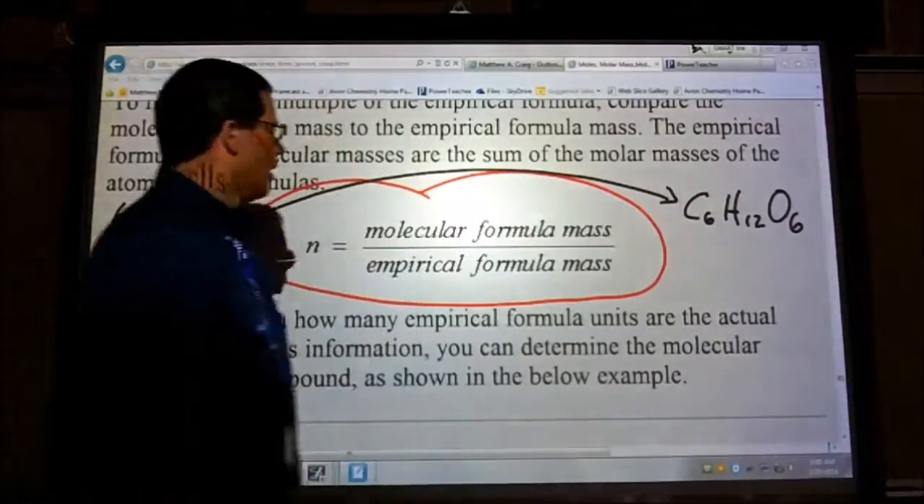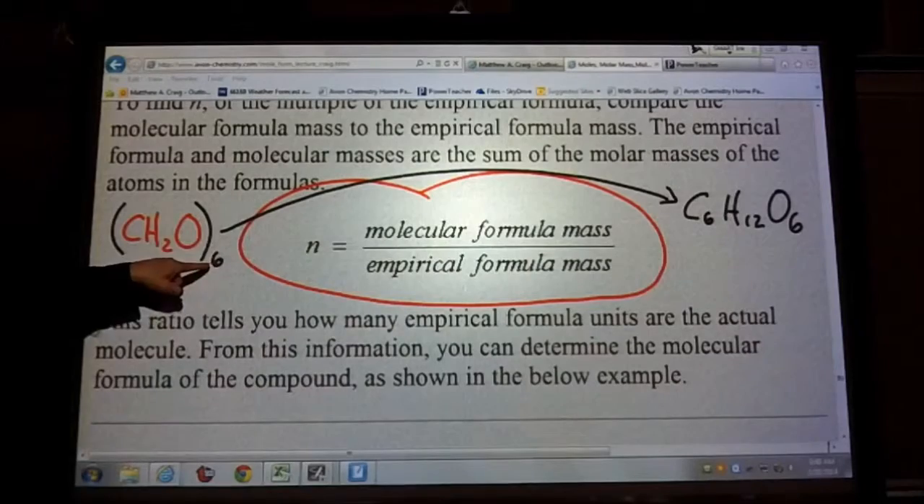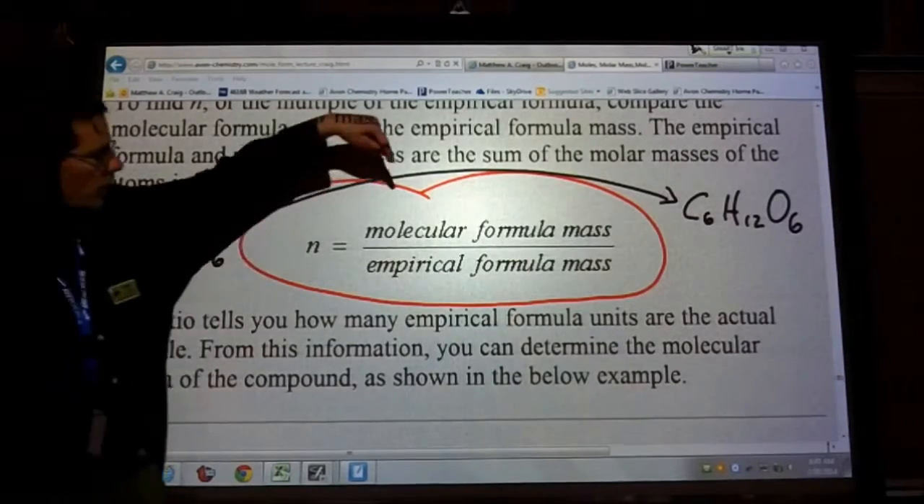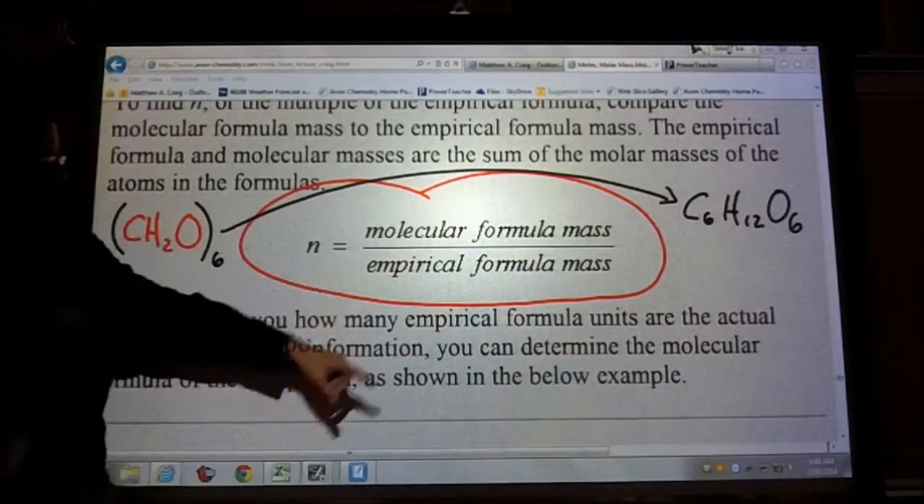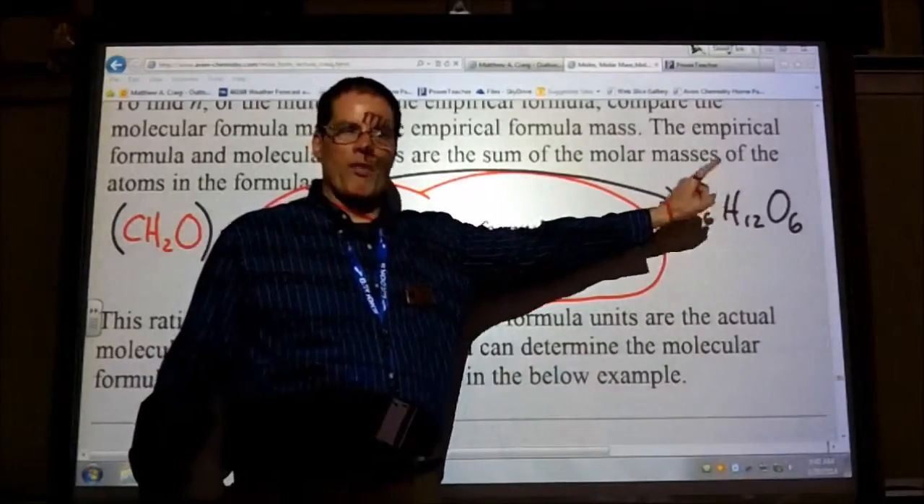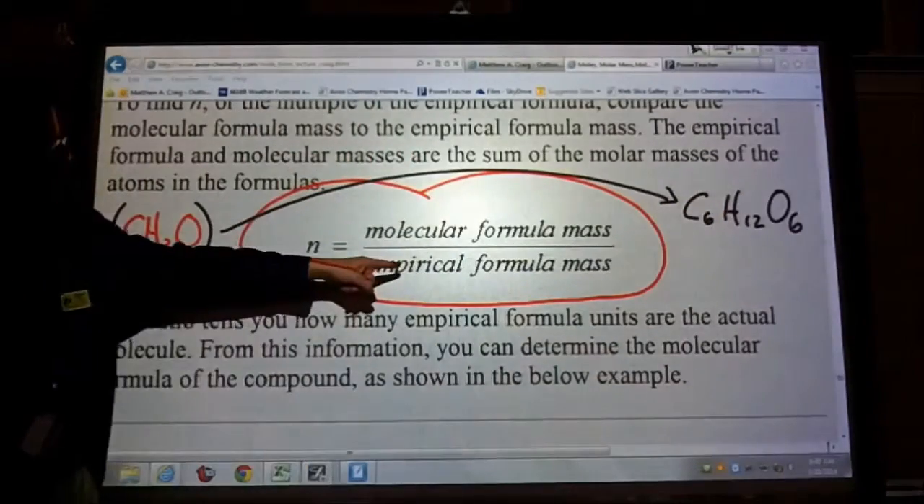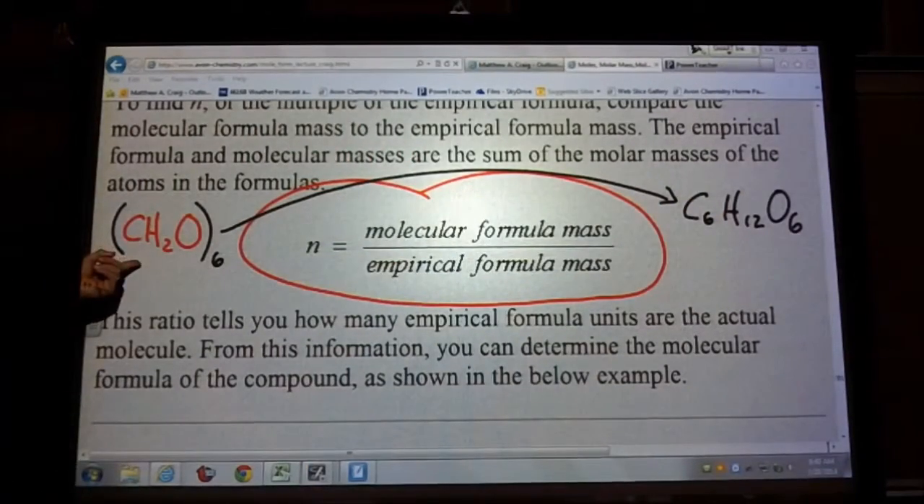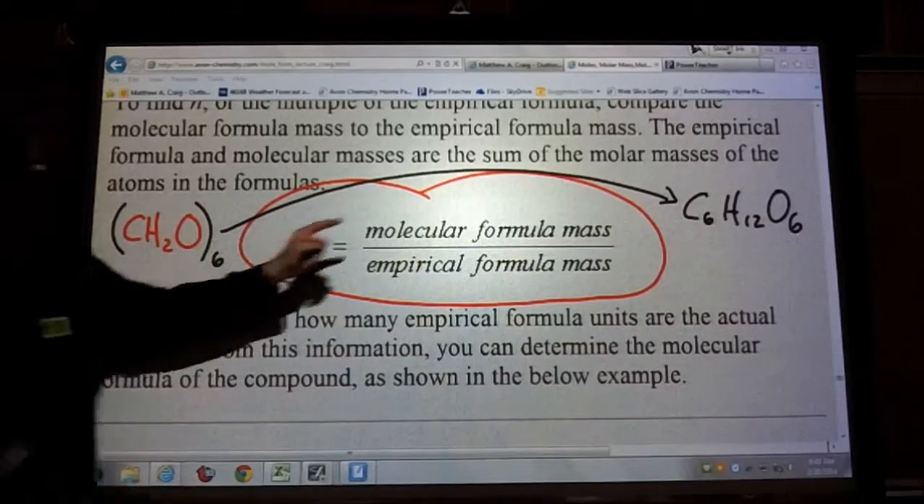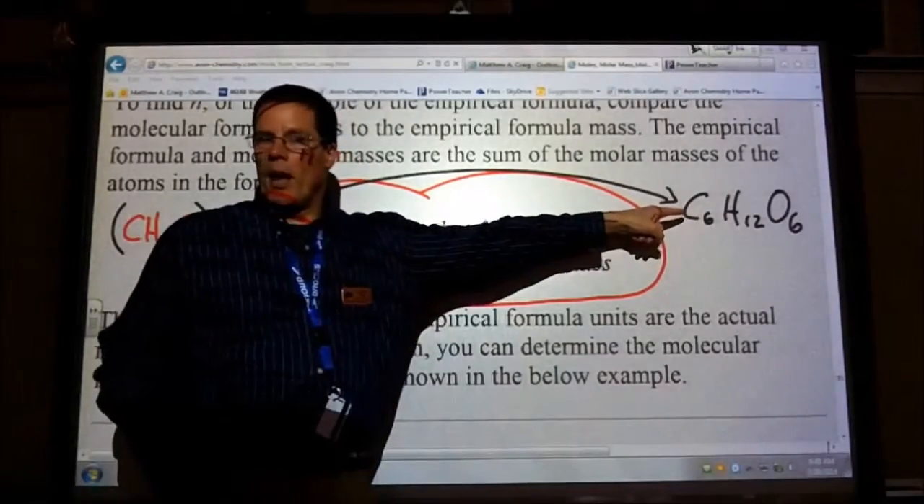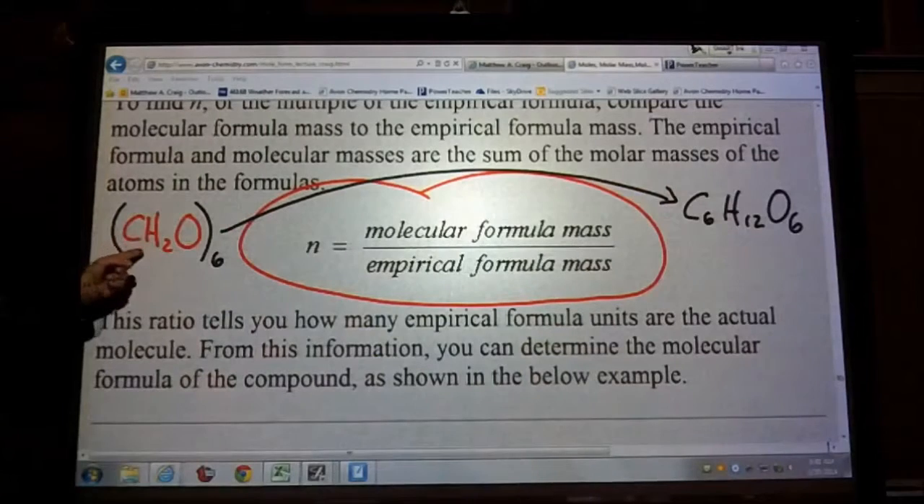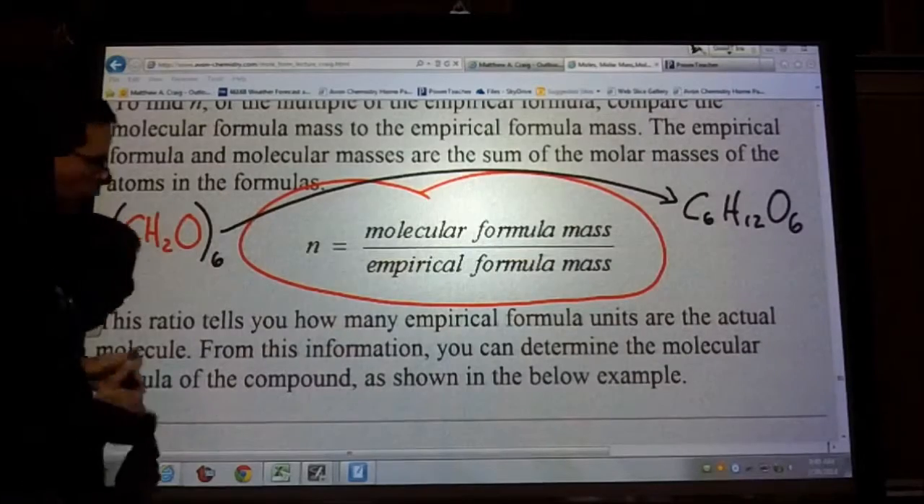C6H12O6 compound. The way that we can determine that value, the N, is by taking the molecular formula mass of this compound and dividing it by the empirical formula mass. In all cases, you will be given the molecular formula mass. You will get to calculate the empirical formula mass. Isn't this fun? Let's do a practice problem.